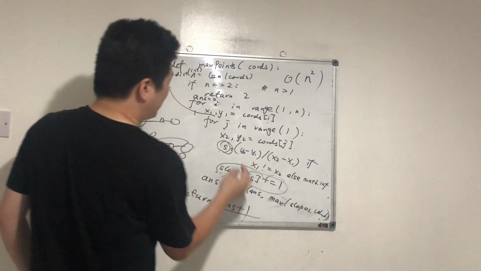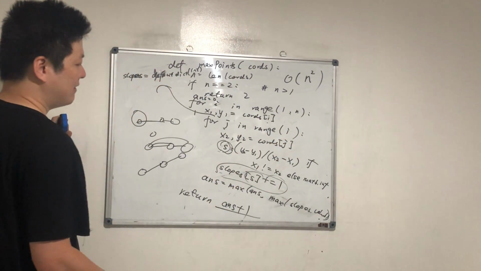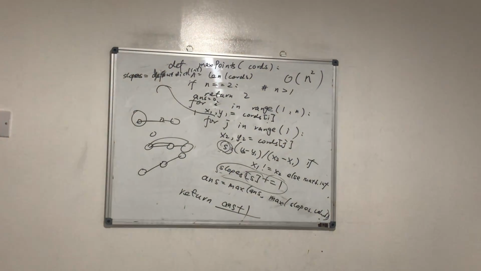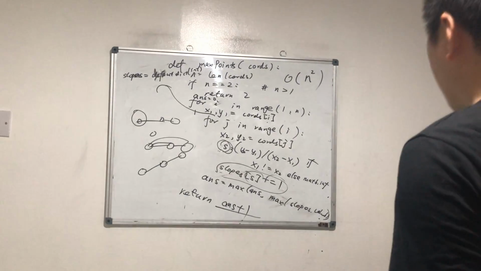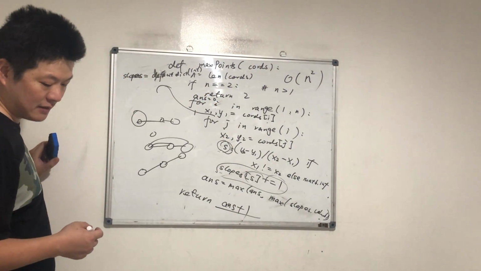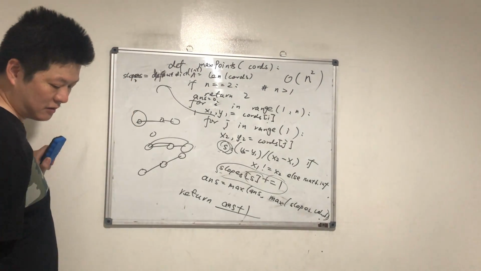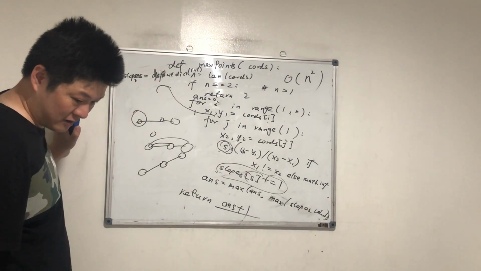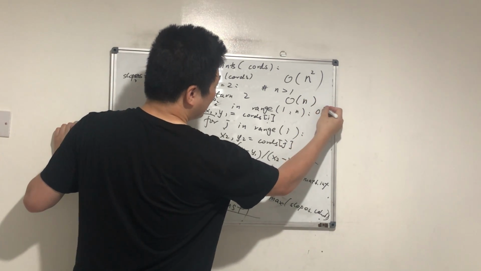N square, yeah. Because we are iterating the number of pairs here, I, J, right? Am I right? Does it make sense? Okay, so what's the space complexity? Are we using any space? We have a slope defined here. Is it O-N or O-N square? Come on. O-N or O-N square?